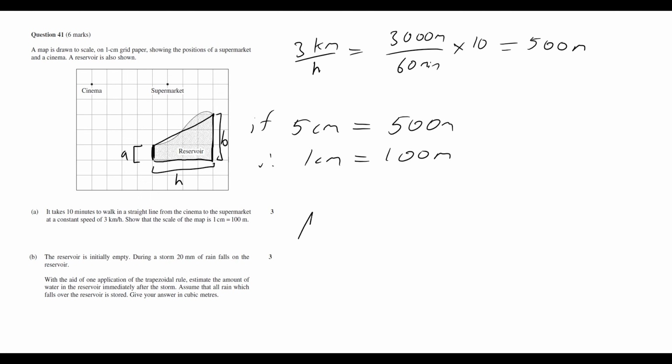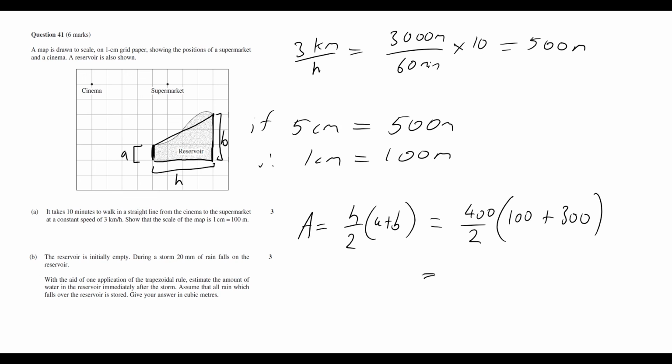So now if we use our trapezoidal rule, we know that A equals h over 2 times (a plus b). But now let's substitute in the values in meters, because that's what we should be measuring, meters, not centimeters. So we know that the height is 4 centimeters, so that means it's 400 meters, divided by 2. A is 1 block, so that means it's going to be 100 meters, and B is 3 blocks, so that's going to be 300 meters. So what we end up with for the area of this reservoir is 80,000 meters squared.